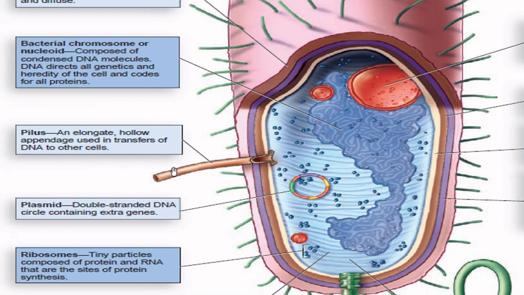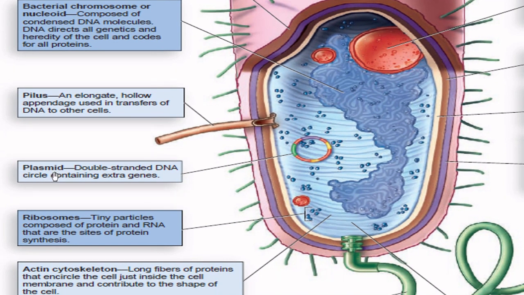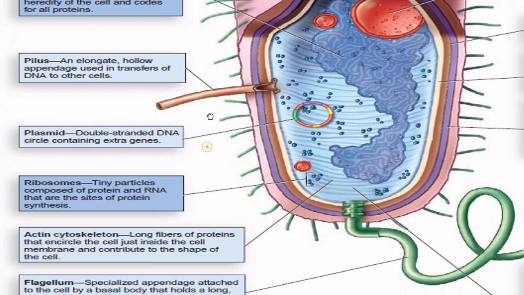Next one is the pili. This is the pili, an elongated hollow appendage used in transfer of DNA to another cell. This genetic material, or this plasmid, can be transferred from one bacterial cell to another bacterial cell by this pilus structure. The process is known as conjugation. Next is the plasmid. What is a plasmid? A plasmid is a double stranded DNA circle containing extra genes. Here also some genes are present which protect the bacteria or give some extra advantages to the bacteria.